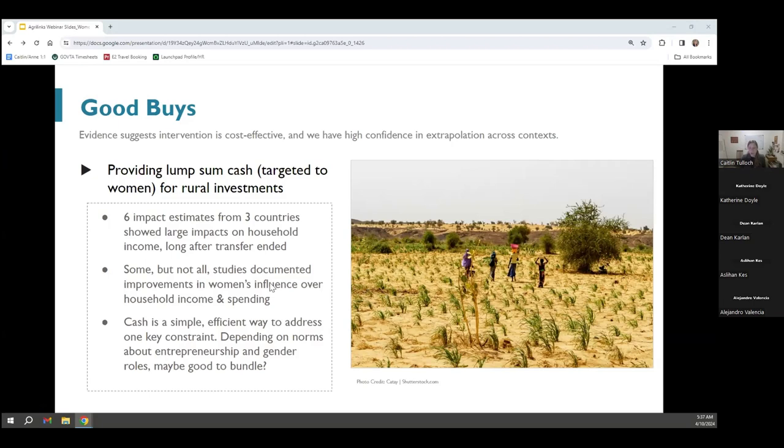And this is measured long after these programs have ended. So we're not just picking up on the fact that we gave people cash and then they spent the cash. But actually what you see in a number of these studies is improvements in investment, in labor force participation that helps explain how household income would be sustainably increased thanks to this kind of unconditional grant. Another interesting finding was that some, though definitely not all of these studies, documented some improvement in women's influence over household income and spending on the basis of this grant.